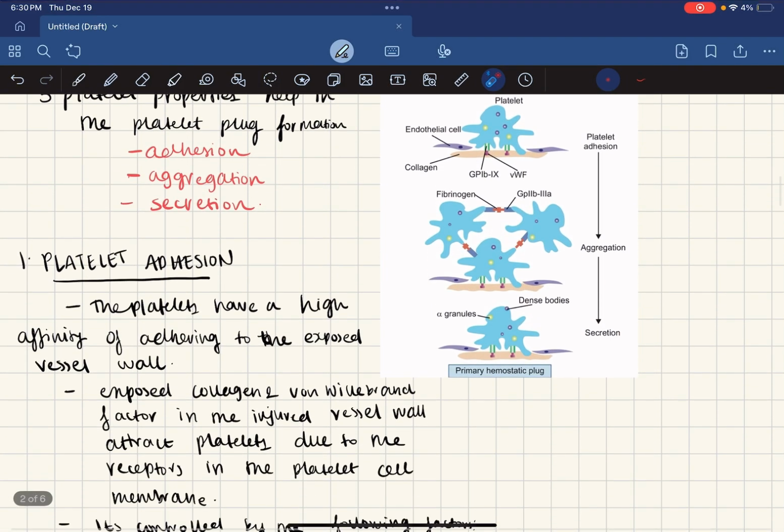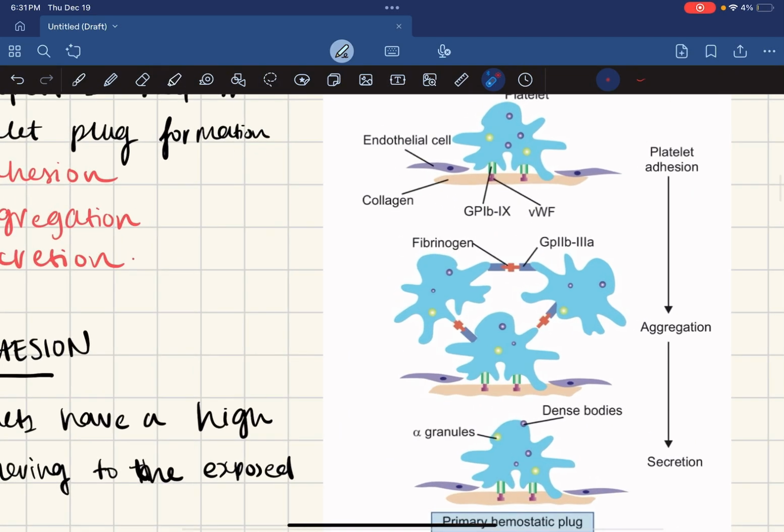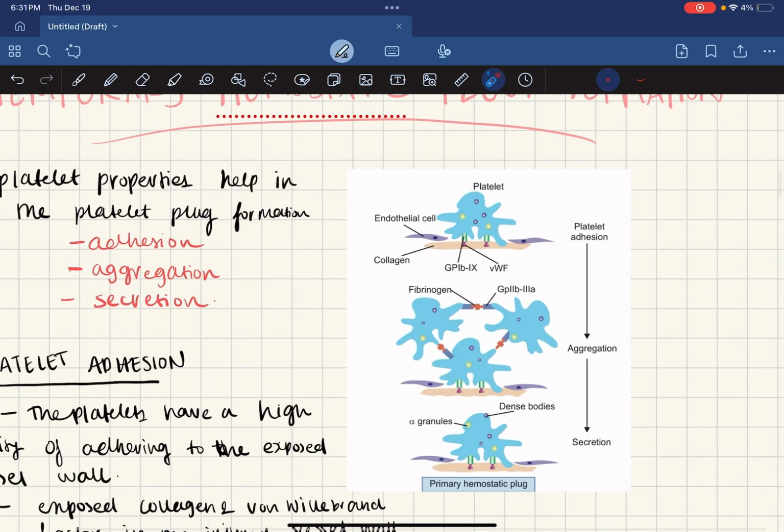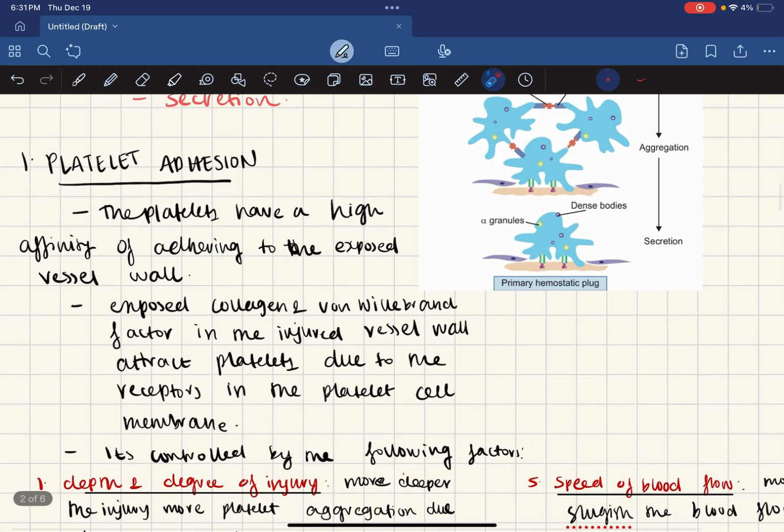Regarding platelet adhesion, platelets have a high affinity for adhering to the exposed vessel wall, meaning the wall which has undergone vascular injury. The exposed collagen and the von Willebrand factor in the injured vessel wall attract the platelets due to the receptors in the platelet cell membrane. So what are these receptors which will attach to the von Willebrand factor? It is the glycoprotein Ib-IX receptors present on the platelet membrane, which will mainly help in platelet adhesion.